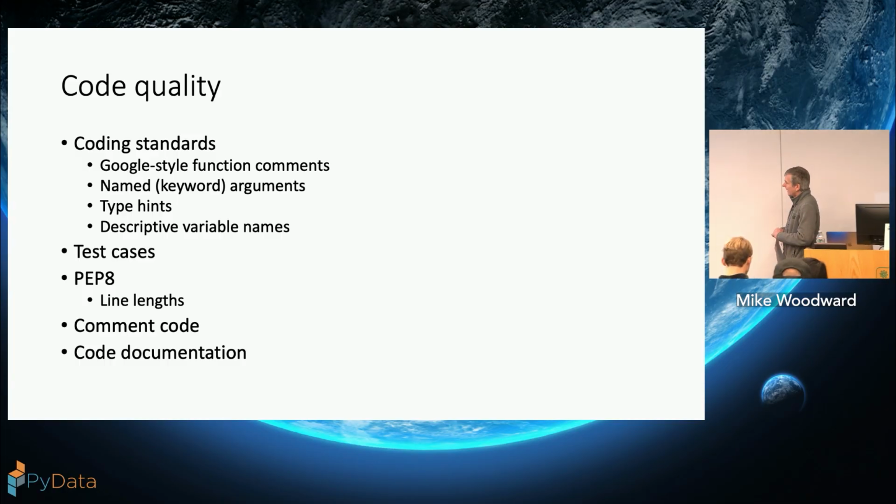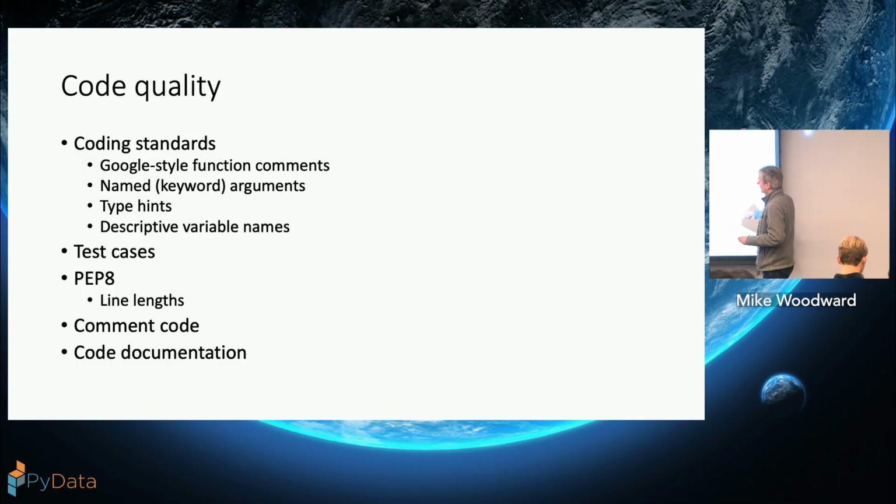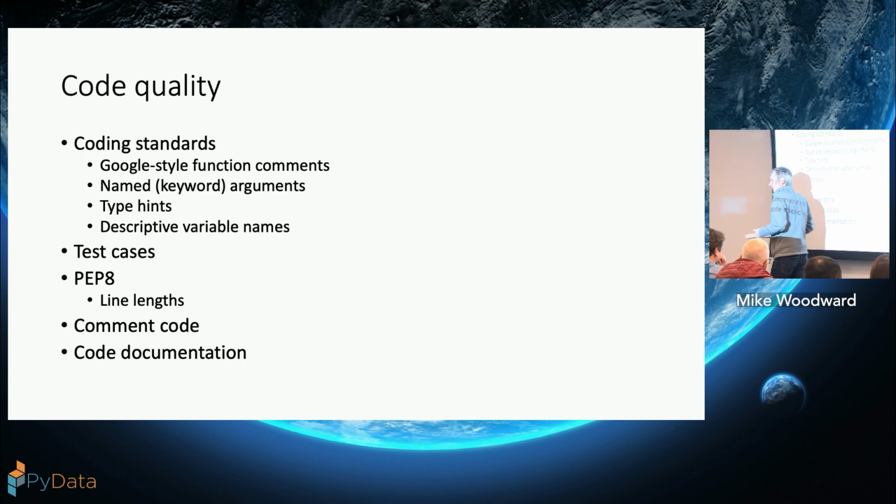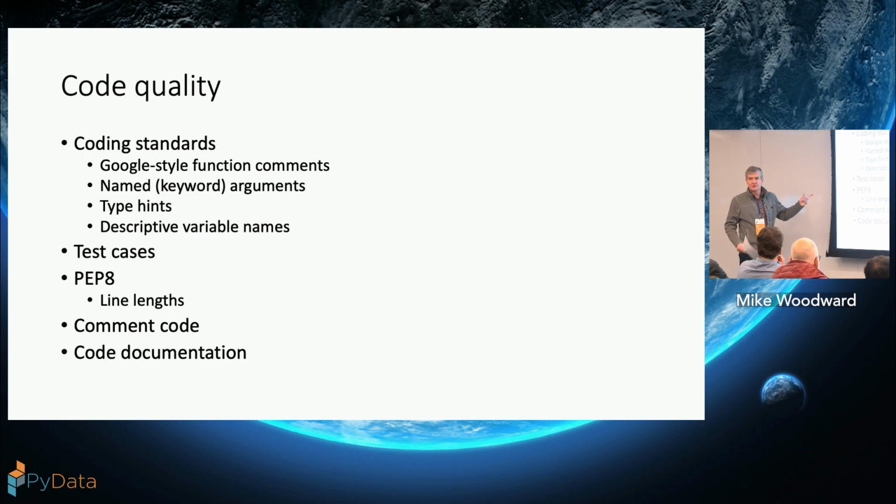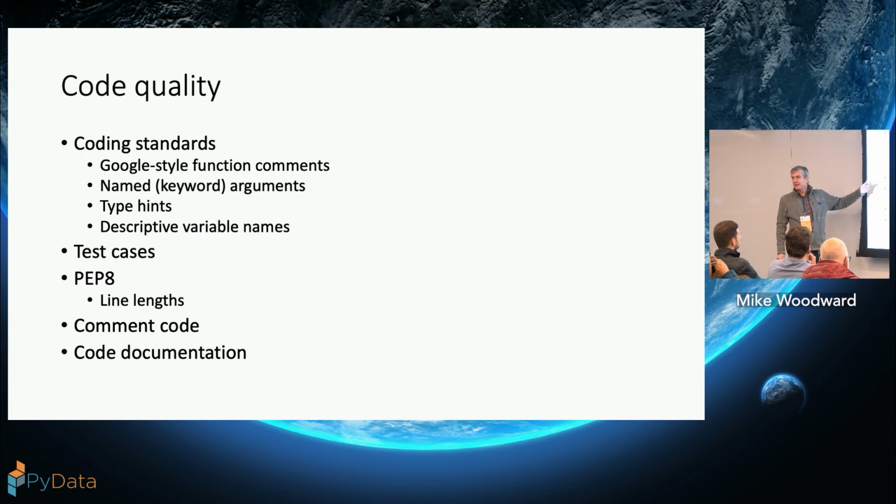Code quality: Google-style function comments you've already seen, named keyword arguments, type hints, descriptive variable names. They're all in the code that I showed you today. It generates loads and loads of test cases for you. PEP8, just put the word PEP8 in, and it will make your code PEP8 compliant. It does have an issue with line lengths, though, for some reason I've never figured out.